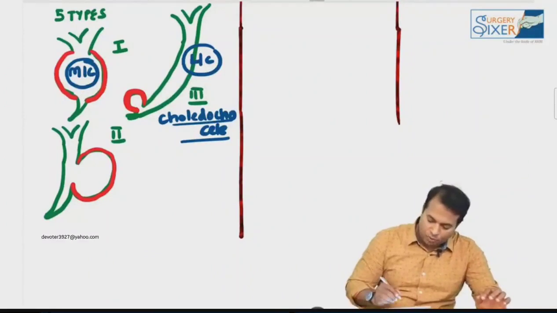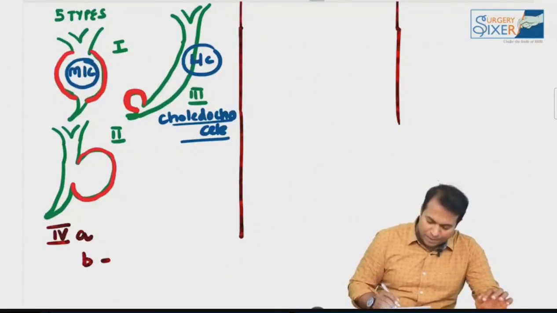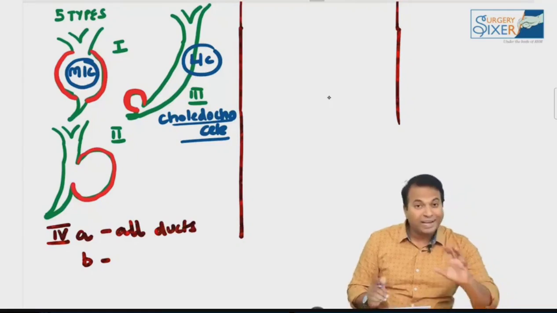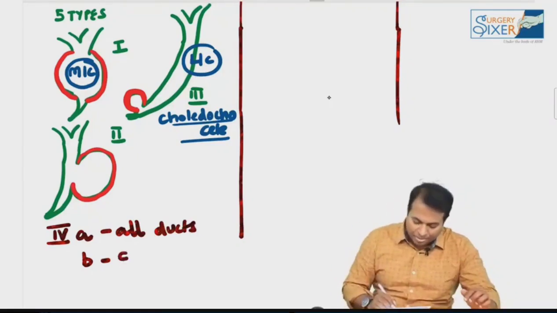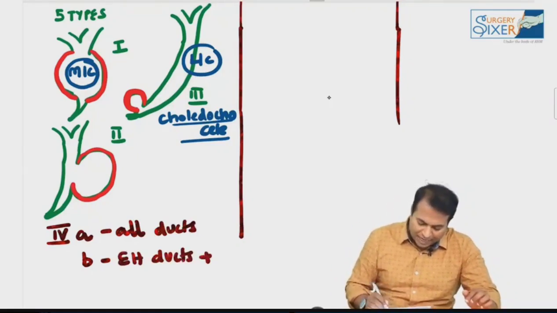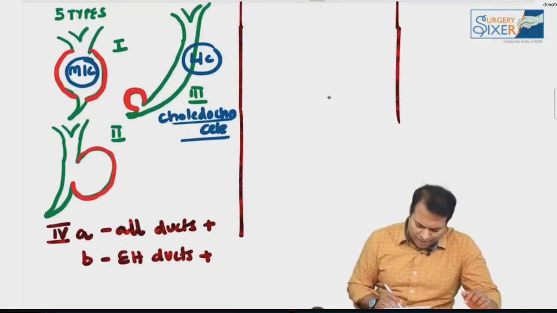Type 4, what is type 4? Type 4 is divided into 4A and 4B. In 4A, all ducts are dilated, intrahepatic and extrahepatic. In 4B, only the extrahepatic ducts are involved, that is, dilated. So 4A is all ducts dilated, 4B is extrahepatic duct dilated.